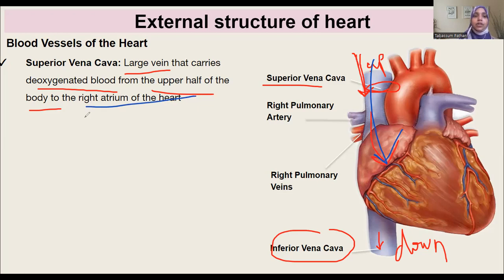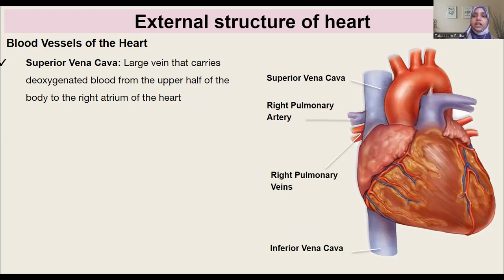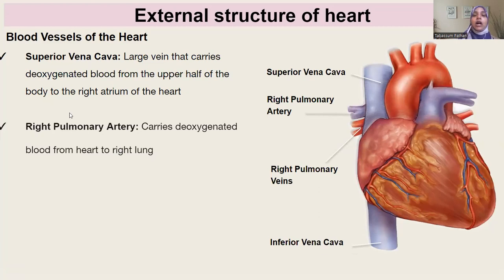Now we will come to this. What is the right atrium? Just remember that it is the right side. What are atrium and ventricles? We will see that in the next video. So the superior vena cava brings deoxygenated blood from the upper half of the body, and now you can assume what the inferior vena cava will do. The inferior vena cava will carry deoxygenated blood from the lower half of the body and bring it to the heart. Similarly, now coming to the right pulmonary artery and right pulmonary veins.